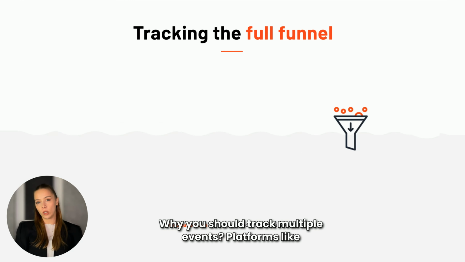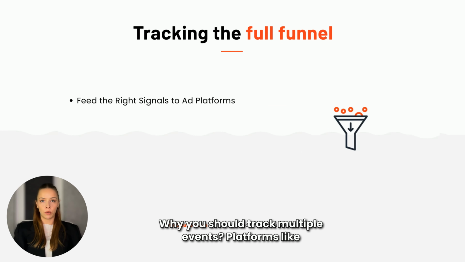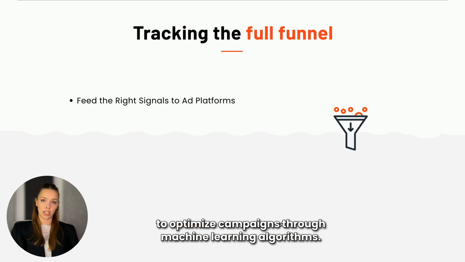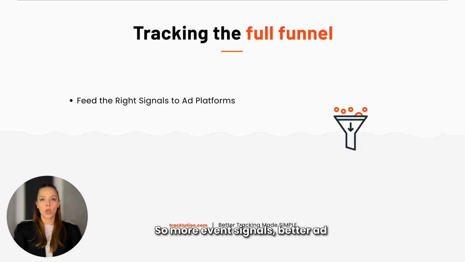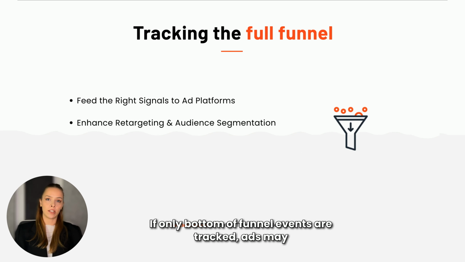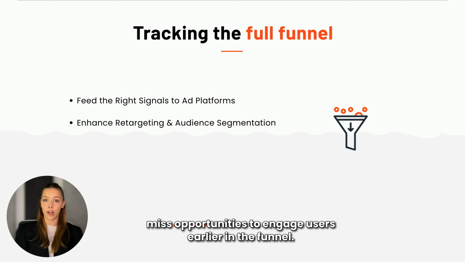Why you should track multiple events. Platforms like Google Ads, Meta, and TikTok rely on data to optimize campaigns through machine learning algorithms. So, more event signals, better ad targeting, retargeting, and cost efficiency. If only bottom-of-funnel events are tracked, ads may miss opportunities to engage users earlier in the funnel.